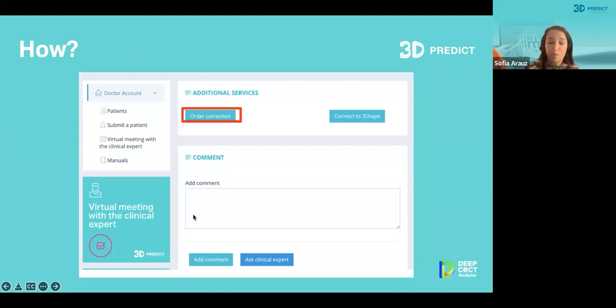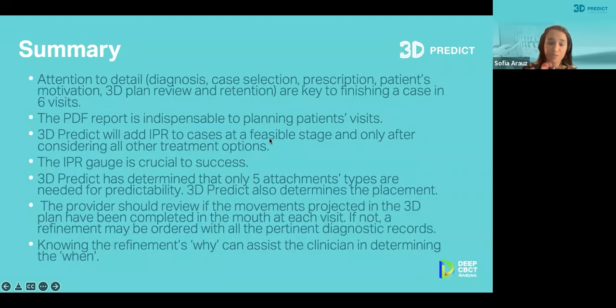And we get the question of, what do I do until I get the refinement? Please keep your patients on the last trays that fit. So if this tray is not fitting, but the previous tray fit, please keep your patient on that tray until you receive the refinement. And if you have questions about the refinement, this will be in our manual section soon.